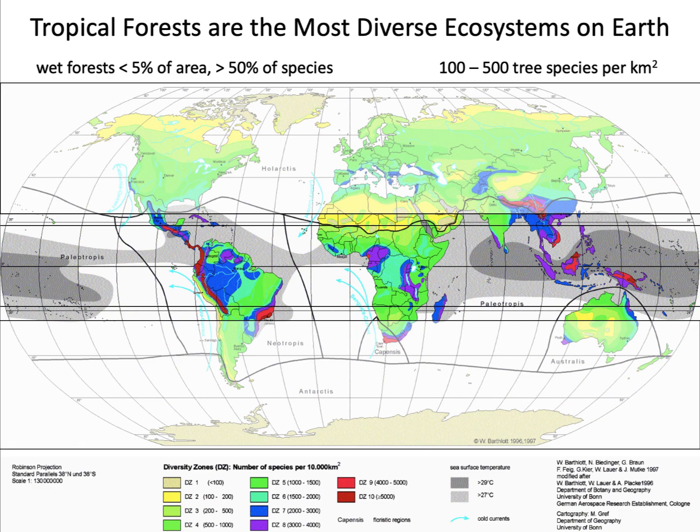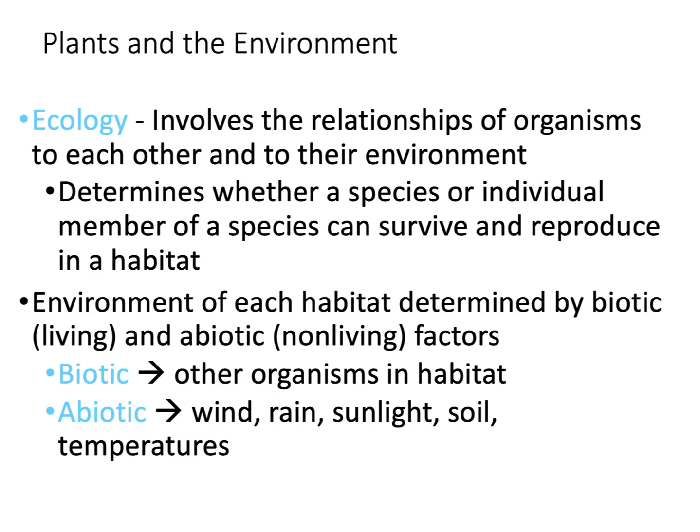Now, tropical forests are unique because they are one of the most diverse ecosystems on our planet. For example, a wet tropical rainforest makes up less than 5% of the biome landmass, and yet has over 50% of the species on our planet today. But with all this diversity, there must be as much adaptation to deal with the constraints of this climate and competition with other species. So let's say a few words now about ecology in general.